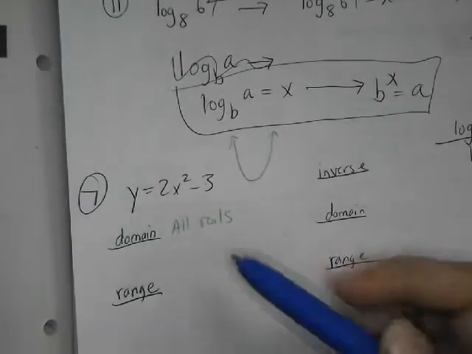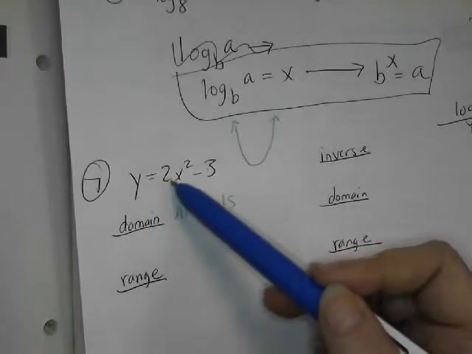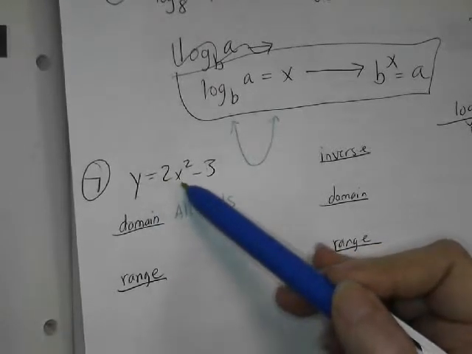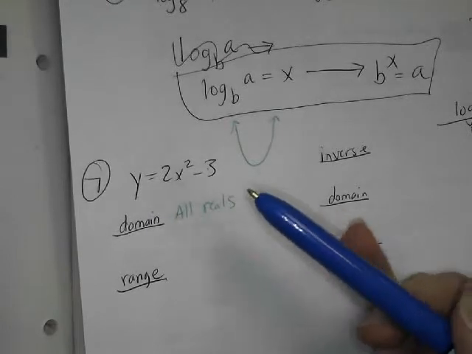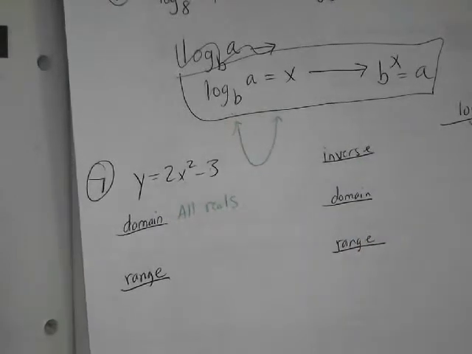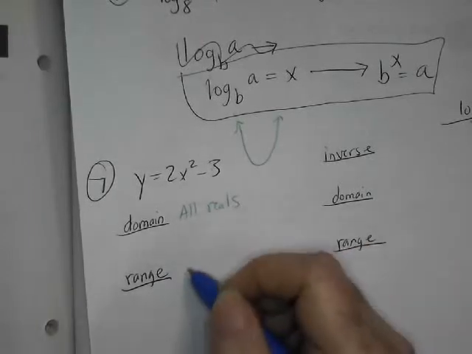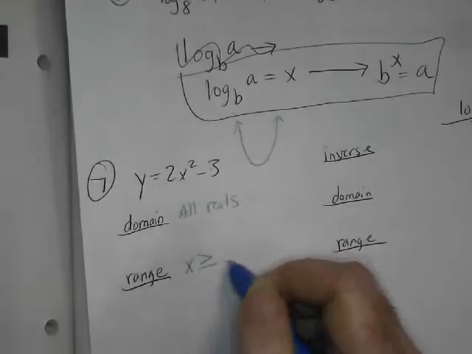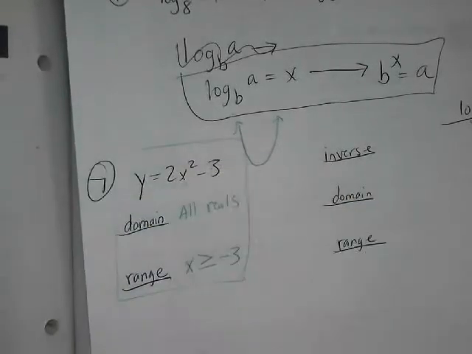I'm just going to write all reals. The range would be what you said. I think, let's see. It looks like it's shifted down by 3. So I think it's going to be all the numbers that are greater than or equal to -3. So we're going to say y is greater than or equal to -3. So that is for the original function.